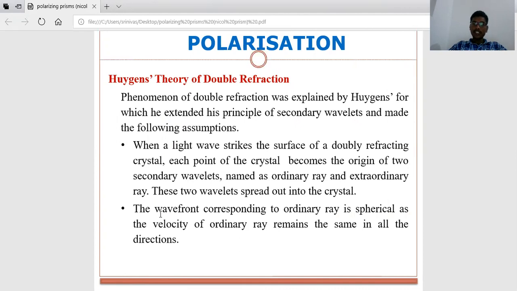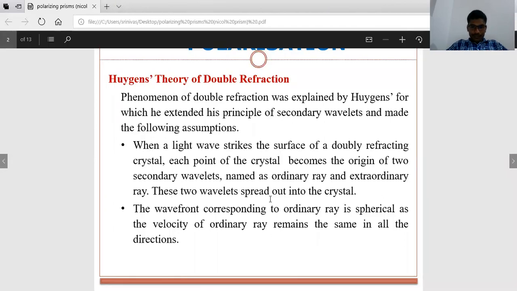What he says is, he gives two assumptions for the transmitted wave, known as the secondary wavelets. When the light wavelet strikes the surface of the doubly refracting crystal, each point of the crystal becomes the origin of two secondary wavelets, named the ordinary ray and the extraordinary ray. The wavefront corresponding to the ordinary ray is spherical and the velocity is the same in all directions.